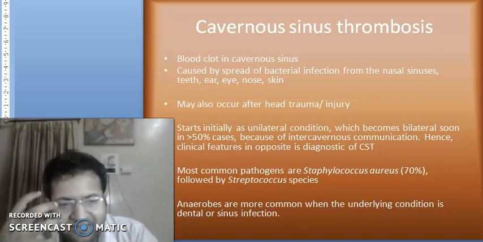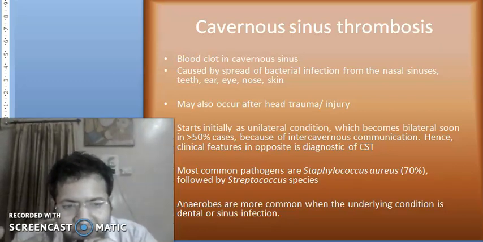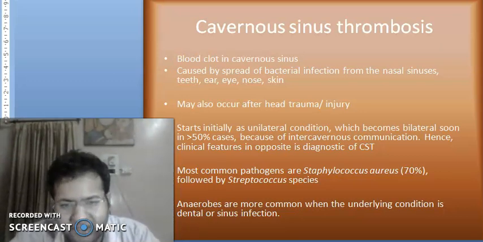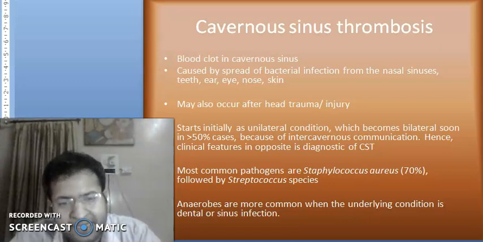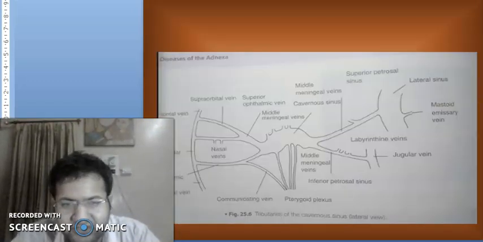It starts initially as a unilateral condition, affecting one side, which becomes bilateral soon after in more than 50% of cases. Why does it become bilateral? Because of the intercavernous communication. Hence, clinical features on the opposite side are a strong diagnostic indicator of cavernous sinus thrombosis. The most common pathogen involved is Staph aureus in 70% of individuals, followed by Streptococcus species. Anaerobes are more common when the underlying condition is a dental or sinus infection.